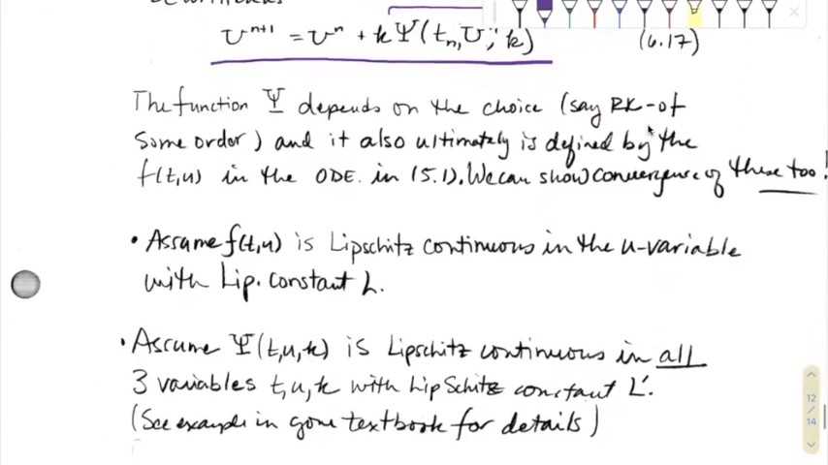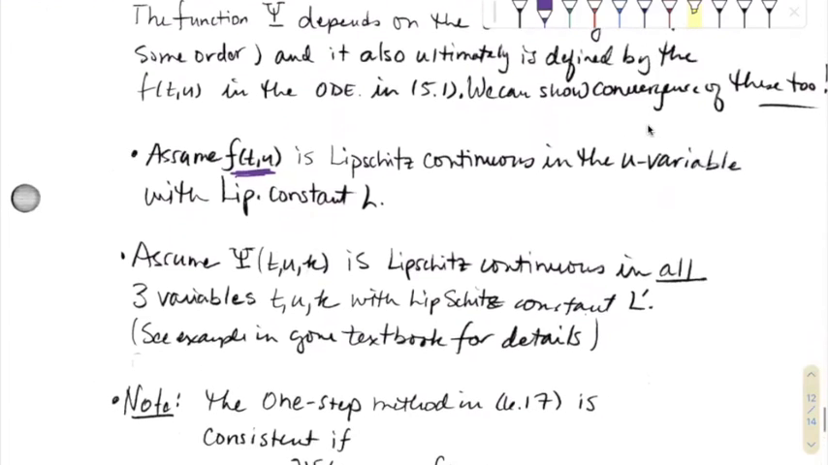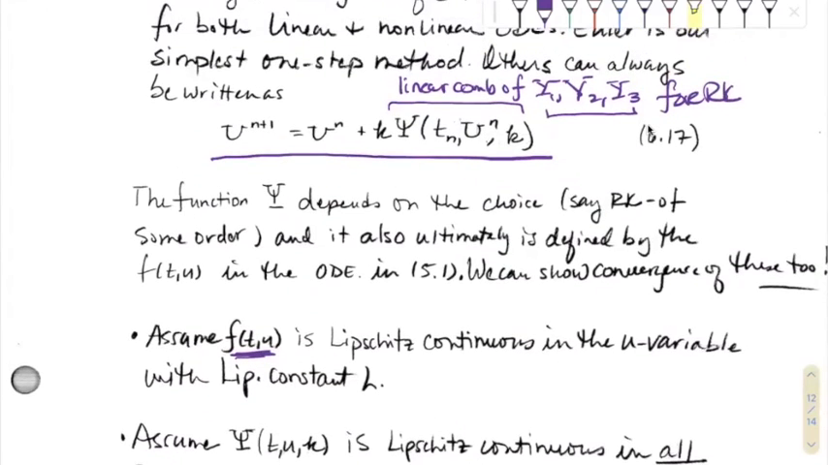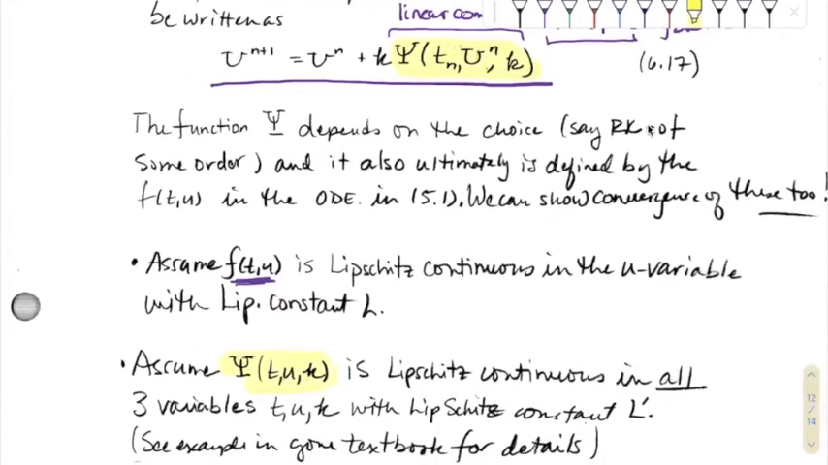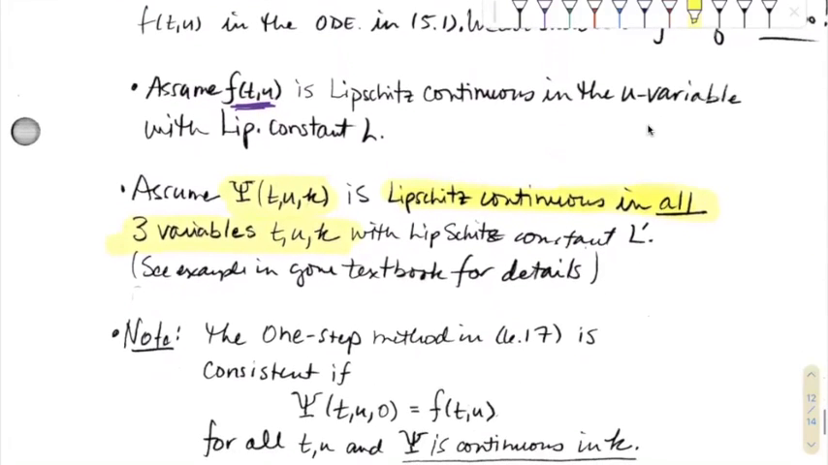Number one, the f that you're working with in your u prime equals f has to be Lipschitz continuous in your u variable, just like before, with a particular Lipschitz constant L. And then you also need to assume that whatever you have up here as psi will also be Lipschitz continuous. It has to be Lipschitz continuous in all three variables, so it'll be a function of t and u and k. And you can see a few more details in your textbook. I don't want to belabor it too much.